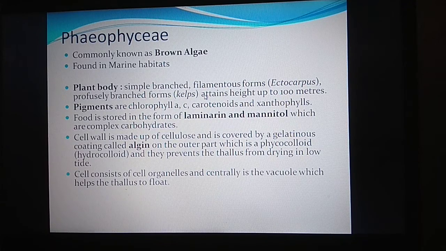They are also known as giant algae. They can attain a height of 100 meters also. The pigments found in the Phaeophyceae are chlorophyll a, c, carotenoids and xanthophylls.